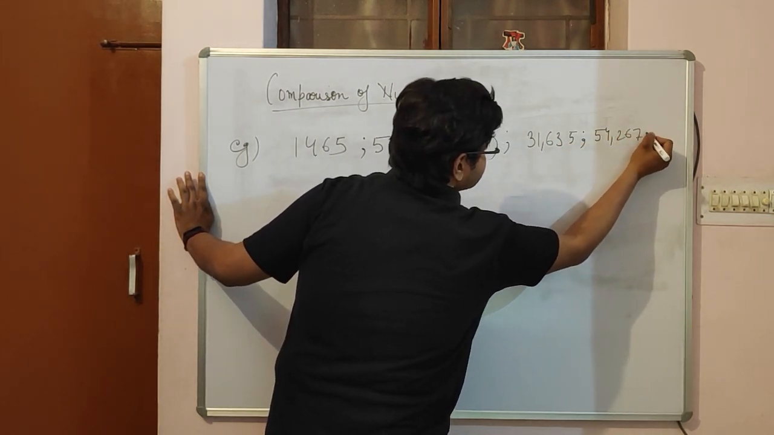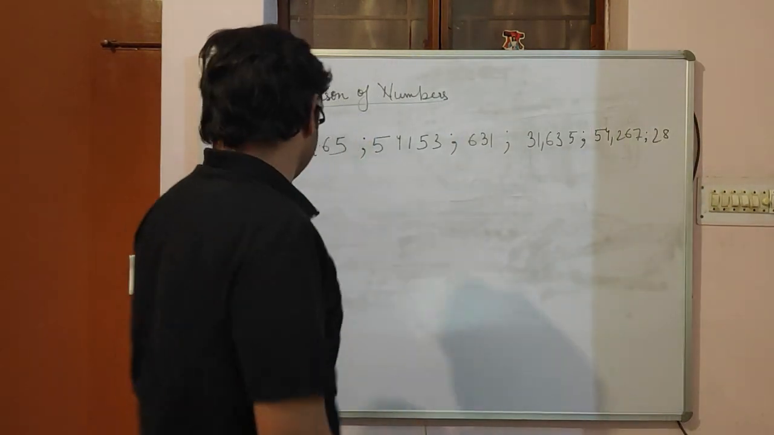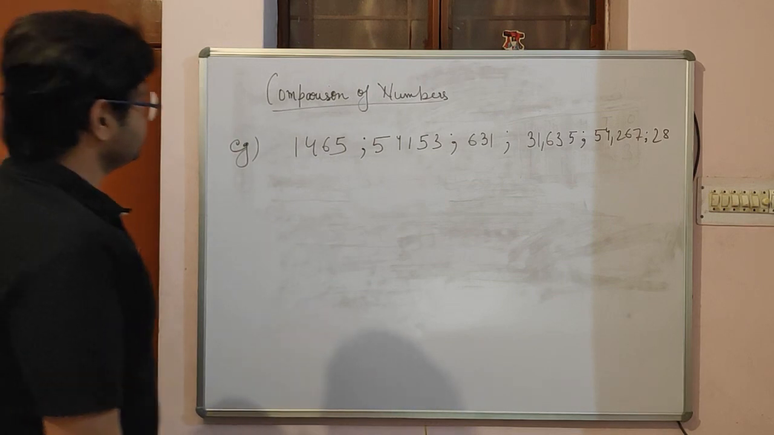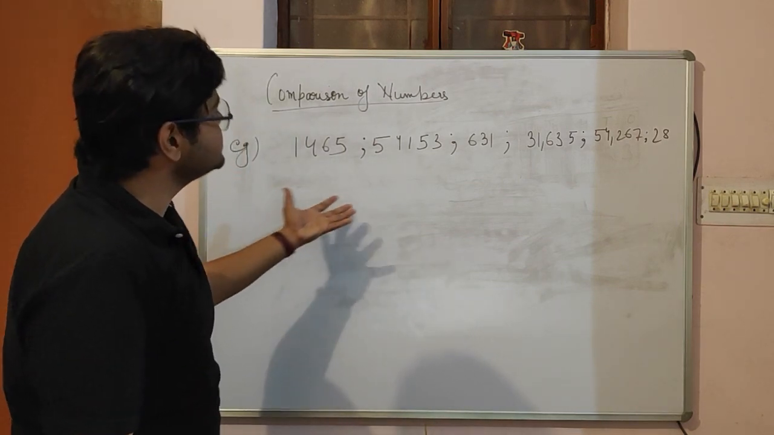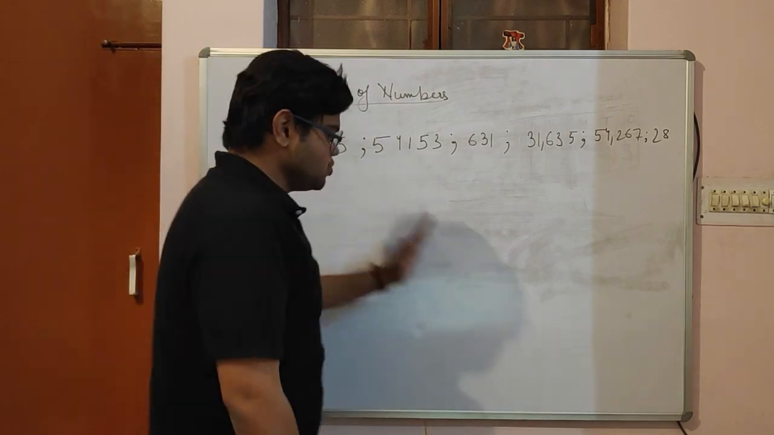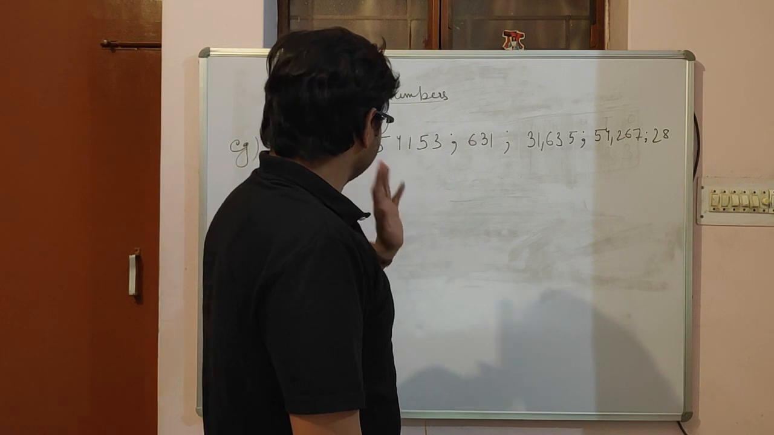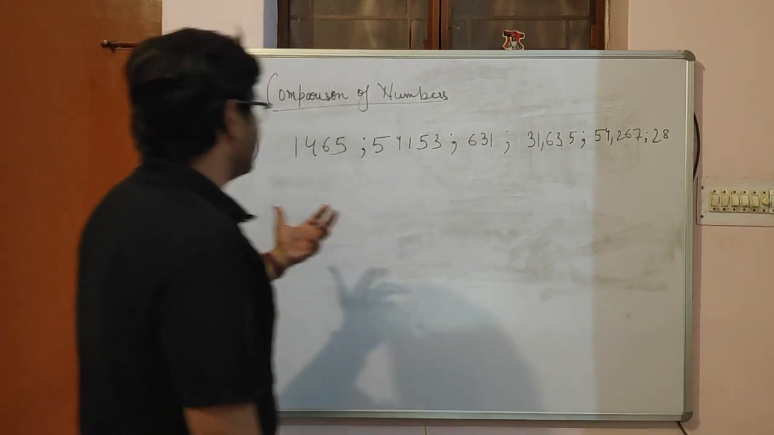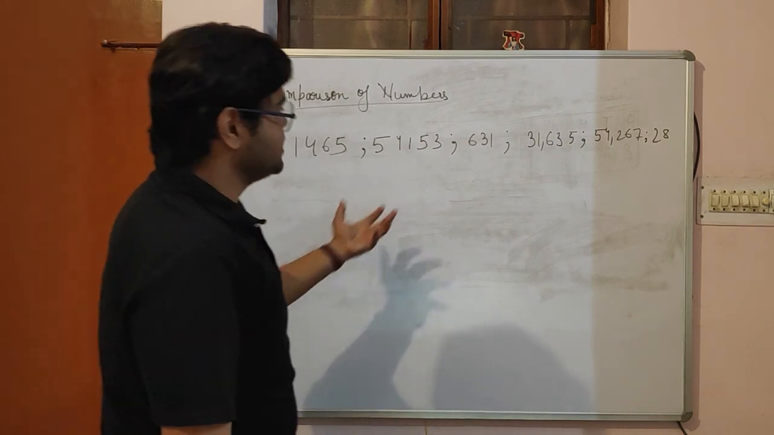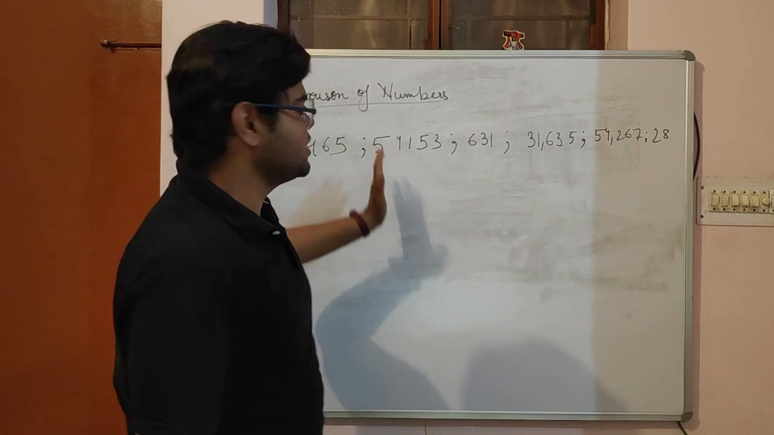54267, and 28. Now, comparison of numbers. Here we will be trying to arrange these numbers from highest to lowest and lowest to highest. And before going into that, we need to understand how we will decide which number is the greatest, which number is the smallest, and the numbers which are in between.